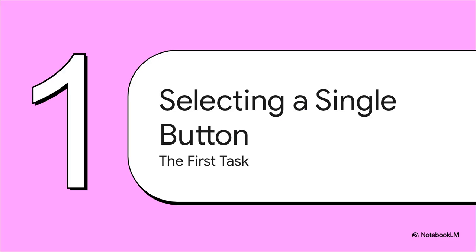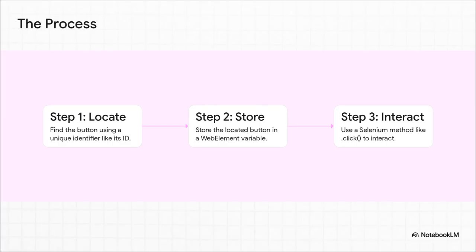Okay, let's start with task number 1. We're on a web page, it's crowded, and we need to find just one single radio button and tell our script, hey, select that one. Honestly, mastering this is the foundation for everything else we're going to cover. It's really just a simple 3-step dance. First, you've got to locate your target. It's kind of like giving a friend an address. You need a unique locator, like an ID, to tell Selenium exactly which element you mean.